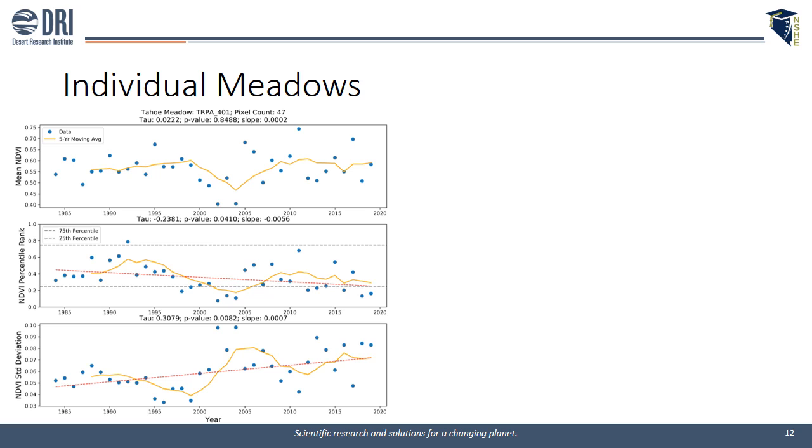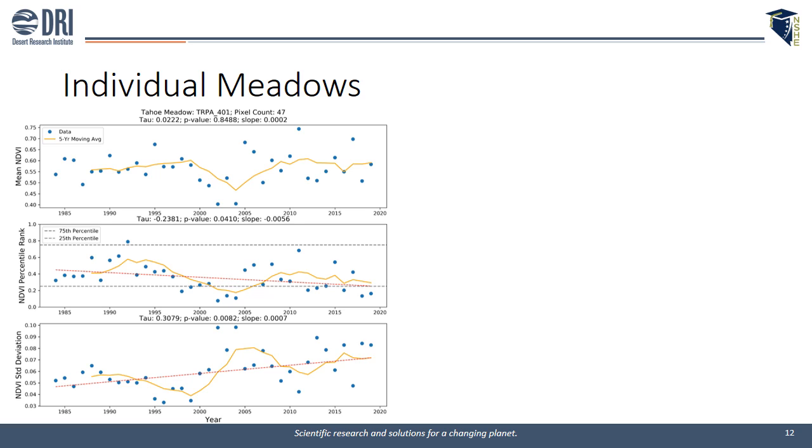So now we're going to take a look at a couple of individual meadows. The first one is shown here in 3 different plots. At the top, we have just the observed NDVI over time. Those blue dots are the observations, and the yellow line is the 5-year running average. And what you see here is that this NDVI is remaining relatively constant over time. It's bouncing up and down, but it's bouncing around a central tendency.